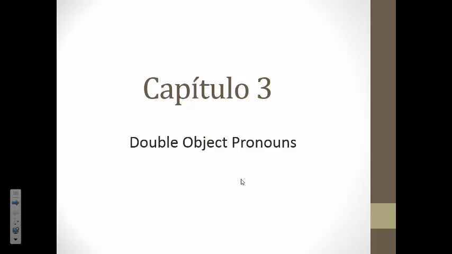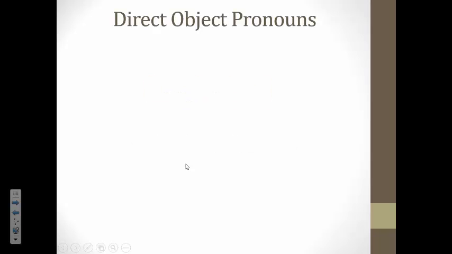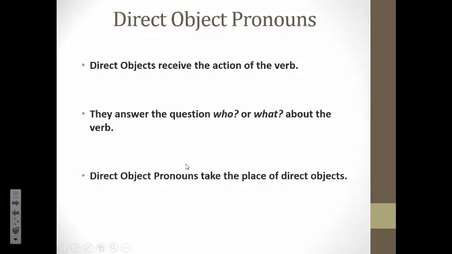Okay, so our topic for today is going to be pronouns in Spanish. We're going to first start by reviewing. Okay, let's spend a moment here and talk about direct object pronouns.